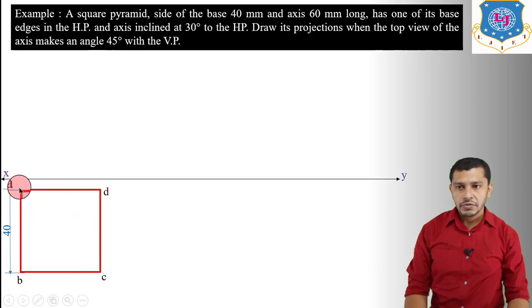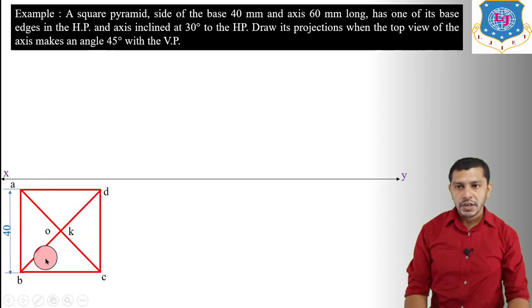For that we have to join AC and BD, which are the diagonals of the square, but they will represent the slant edges, and the intersection point of AC and BD will give us the top view of the axis. So this will be the top view of the axis, whereas OA, OB, OC, OD are the top view of the slant edges. Now we have to draw the front view.